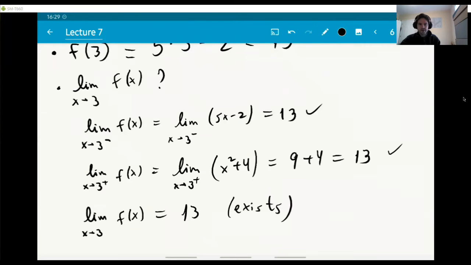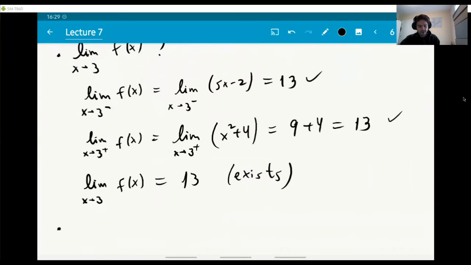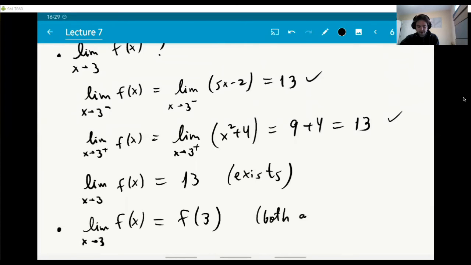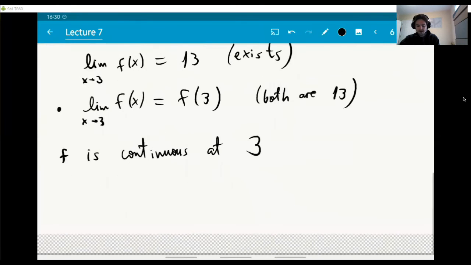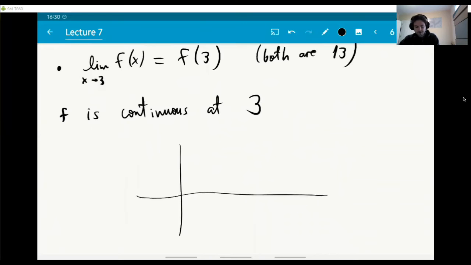That was everything that we cared about in this second item. But in the third item, remember what that one was. That's the important one. The limit is not only that it must exist, but it must be equal to the value of the function. And we can see from the work above that that's actually happening. We found both, and they are 13. So yes, f is continuous at 3. Going back to my little drawing of the graph, what is actually happening is that the linear part and the parabola part join together at the same point. So there is no break in the graph.